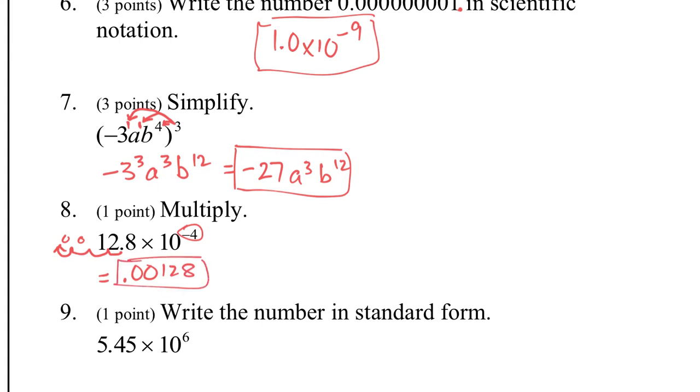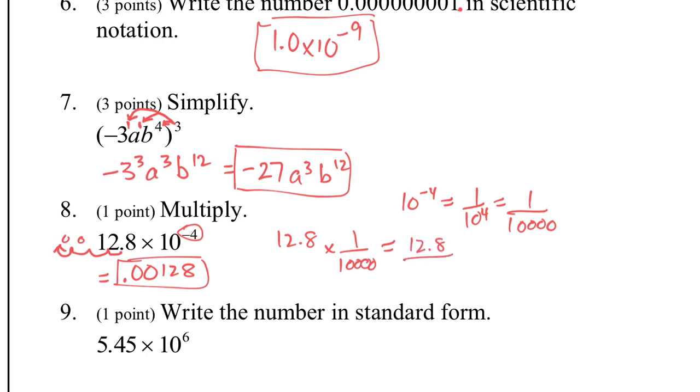Why is this the case? Well, let's just take 10 to the negative fourth, for example. That's the same thing as 1 over 10 to the positive fourth. And 10 to the positive fourth is a 1 with 1, 2, 3, 4 zeros. So what we're really looking at is 12.8 times 1 over 10,000, which is 12.8 divided by 10,000. And when you divide by any power of 10, you move the decimal to the left. I mean, that goes back to like 4th grade, pretty much. But you could punch it in your calculator. You're going to end up with that right there.